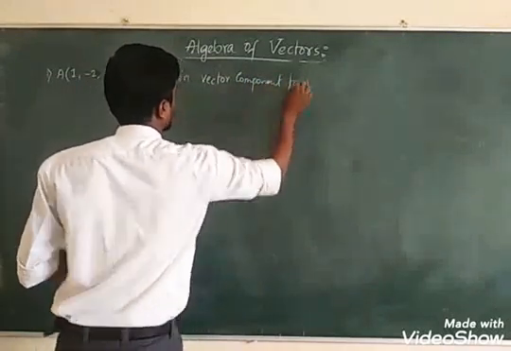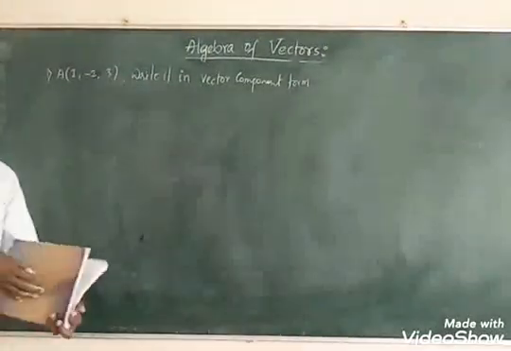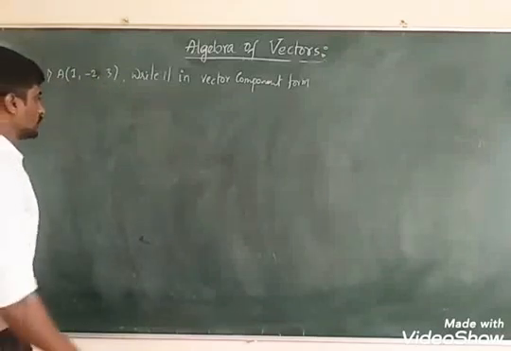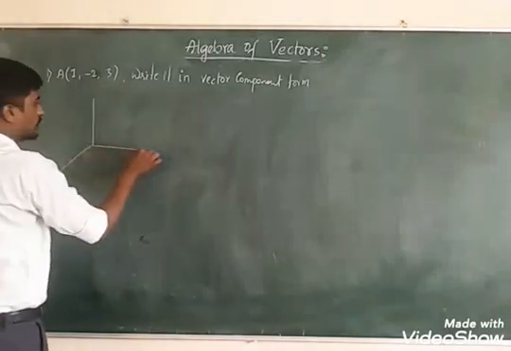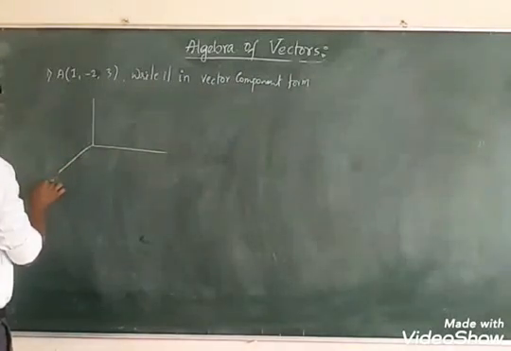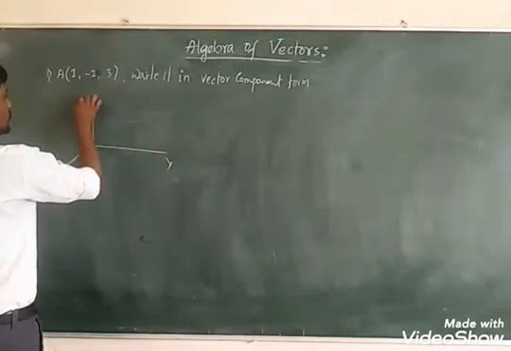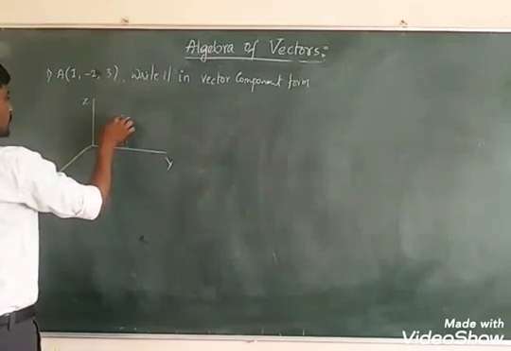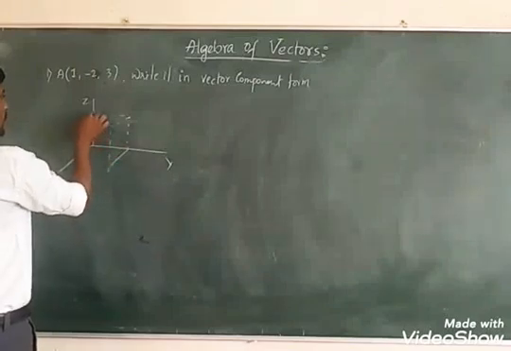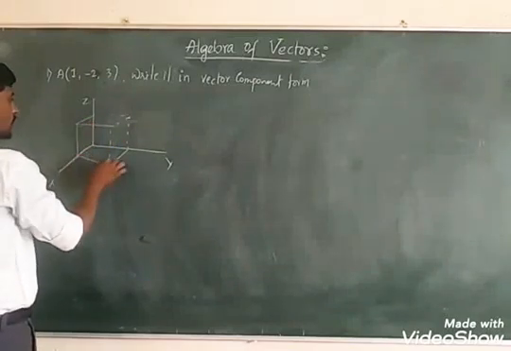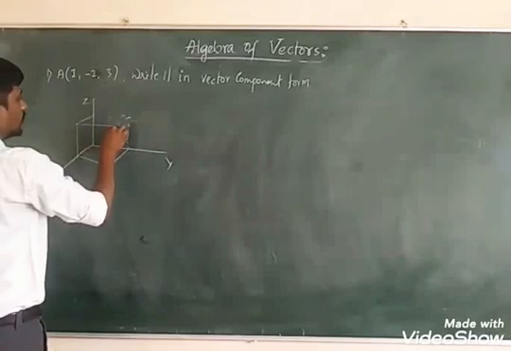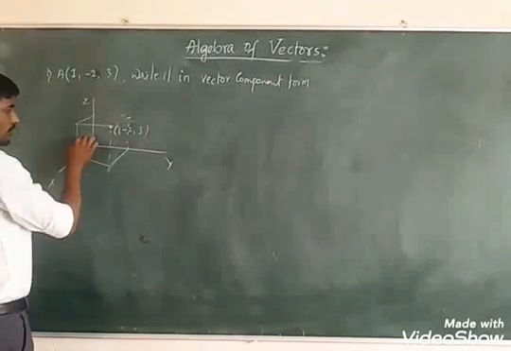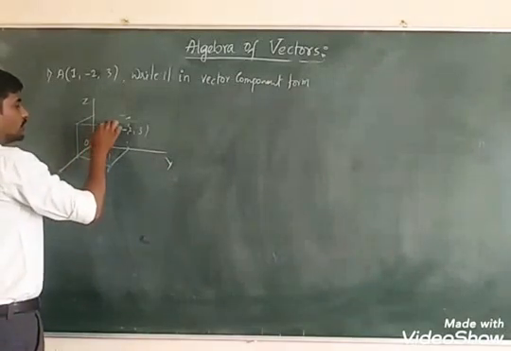Vector component form. Okay, so this is the point given here. Suppose we have x, y and z, and somewhere the point is here. Look, the point is (1, -2, 3). This is the point O, and this is the OP vector.